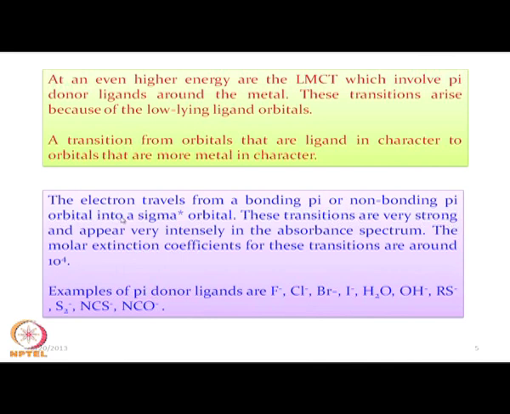So, the electron basically travels from a bonding pi or non-bonding pi orbital into a sigma star orbital. That means the electron can move from a bonding pi or non-bonding pi, that means pi or pi star, to a sigma star orbital which is of higher energy, and these transitions are very strong and appear very intensely colored in the absorption spectrum. The molar extinction coefficient for these transitions is around 10 to the power 4, or sometimes 5 or 6.5 into 10 to the power 4. That means they are of several thousands only.